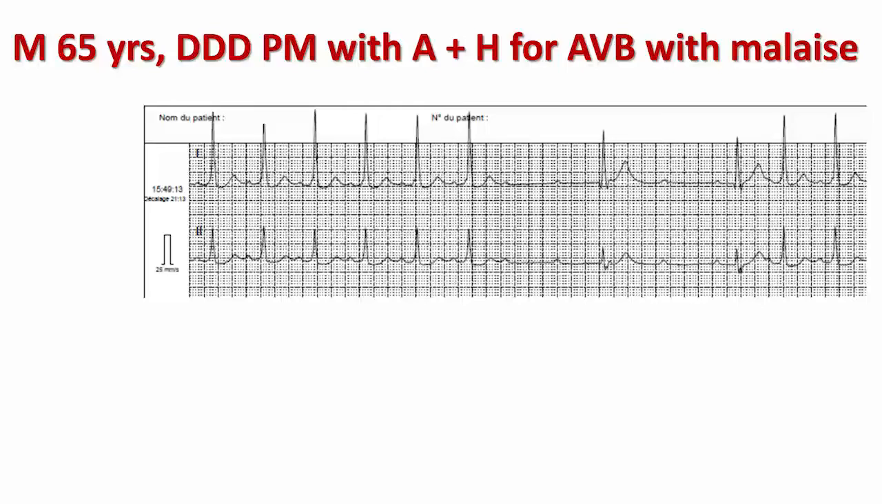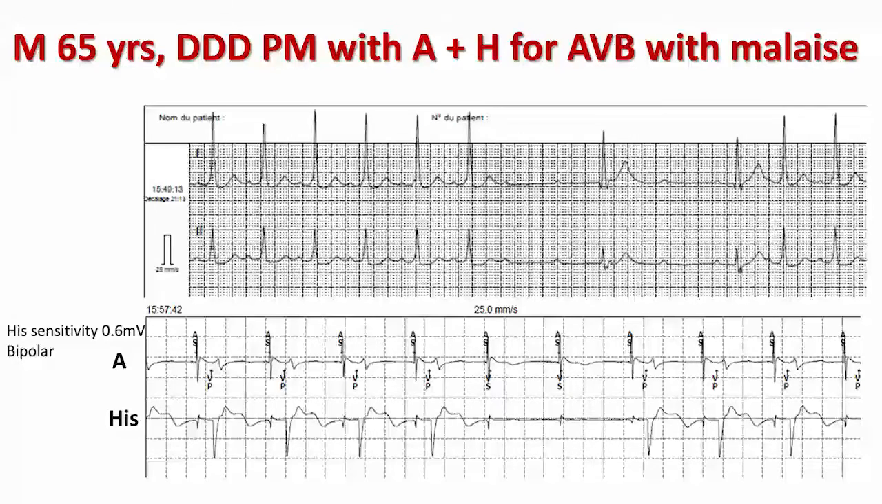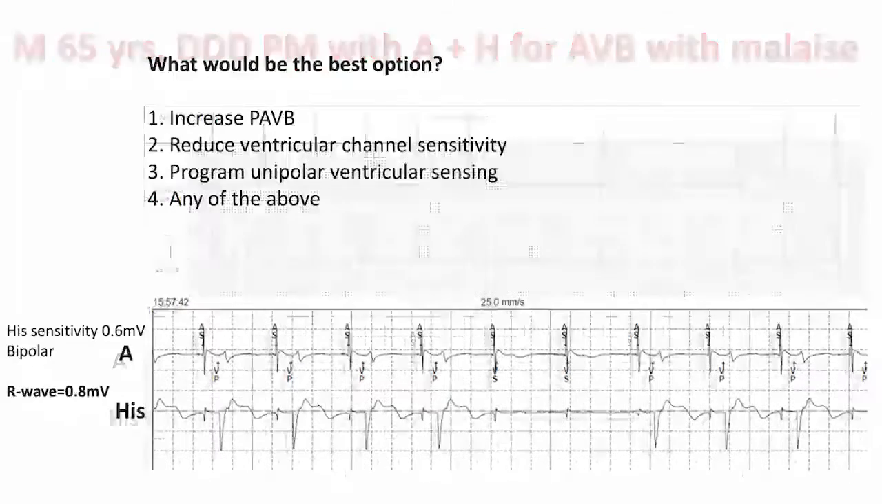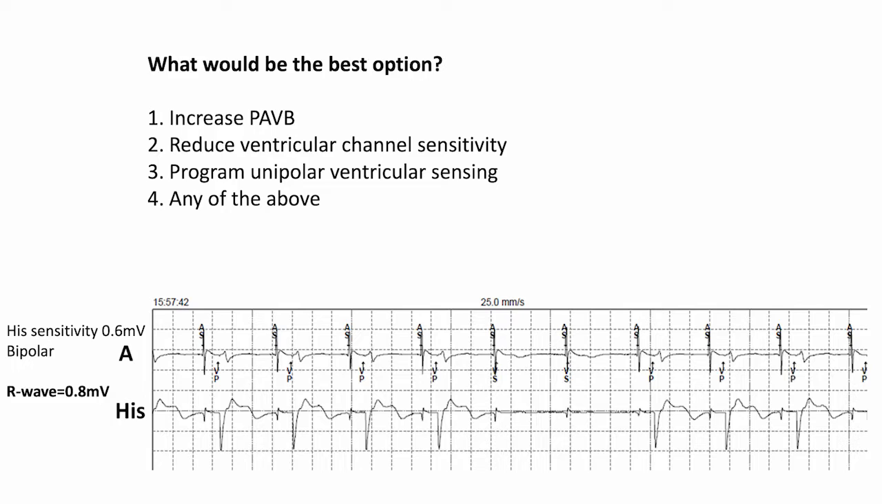This is an example in a patient in whom I had implanted the dual chamber pacemaker for AV block with malaise, and he came back with recurrent symptoms. And this is what we saw on the surface ECG, non-selective capture, and here the QRS changes, and this is actually intrinsic. You can see P waves. So if you look at the electrogram, this is what we see. Now, the HIS sensitivity was set at 0.6 millivolts because of this sensing. So the R wave was actually sensed at 0.8 millivolts.